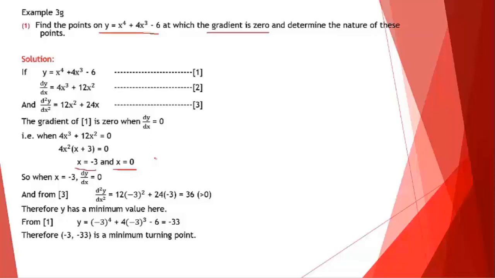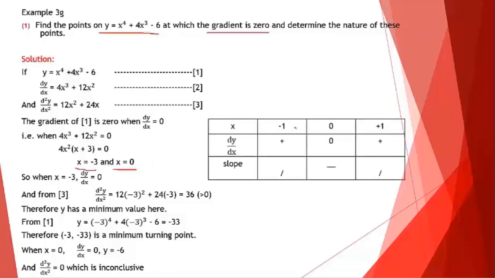Moving on to the next point where x equals 0, dy by dx equals 0, and the y value of that point equals negative 6. Since the value of d2y by dx2 equals 0 for this point, we are not able to find out whether it is a maximum, minimum or inflection point. So in addition, let us now see what the sign of dy by dx is on either side of the point where x equals 0. By taking a value less than 0, which is negative 1, and substituting that in dy by dx, we get a positive answer.